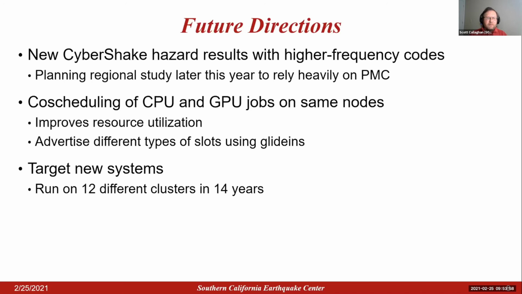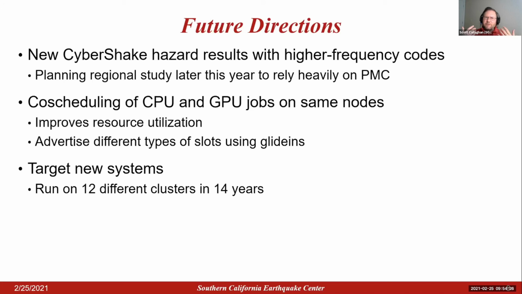We're curious about doing some co-scheduling. So we have large parallel GPU jobs, and we have large parallel CPU jobs. Could we run them at the same time on the same nodes? That way we could improve our resource utilization, right? We wouldn't have to get two sets of nodes and be charged for both of them to run these jobs. And so we're wondering if there's maybe something clever we can do with glideins to support this. But that's something else we're interested in looking at this year.